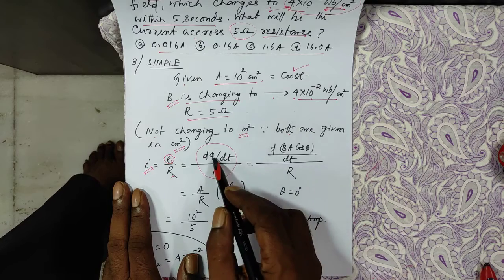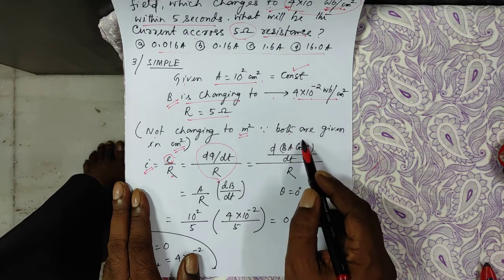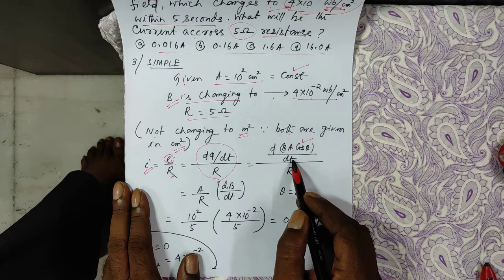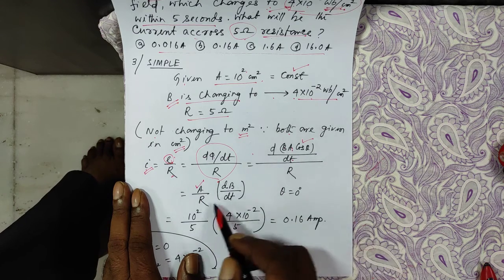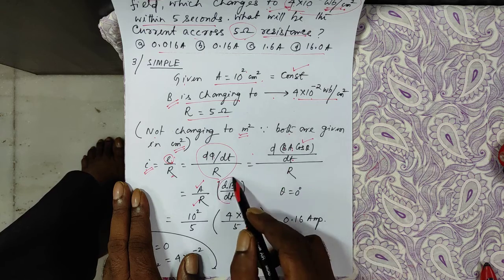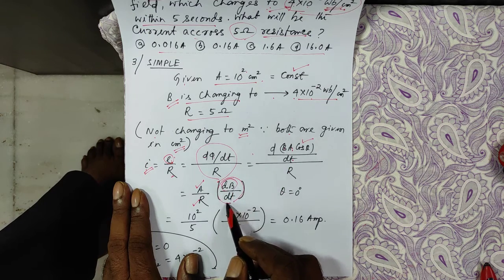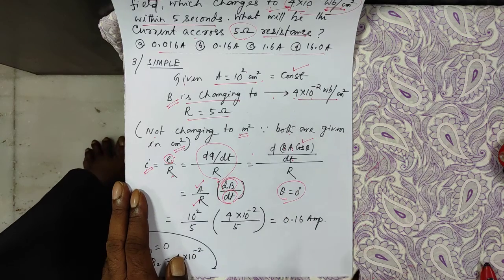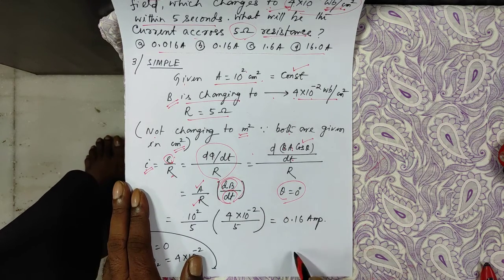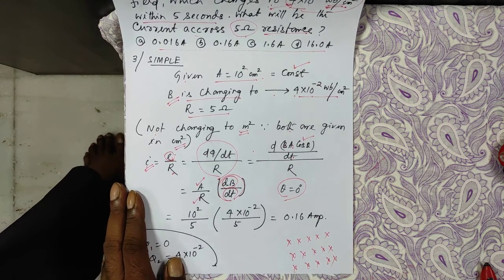So EMF is equal to field into area into cos theta over dt. Now since area is constant, it is taken out, R is constant, taken out, so dB over dt. Means how the field is changing with respect to time. I have taken theta as 0 because it is not given. I am taking it as 0. Theta is 0 means if the magnetic field is into and the area is also into, then the angle between them is 0.